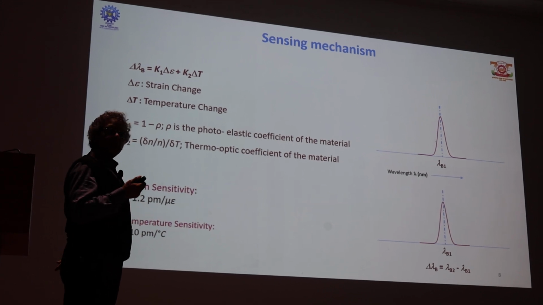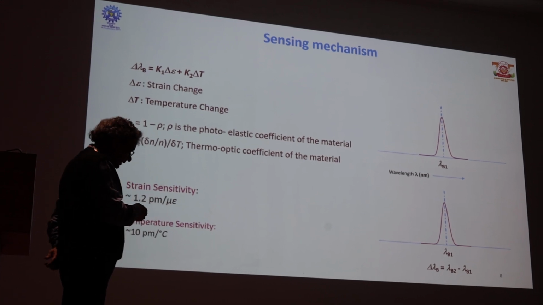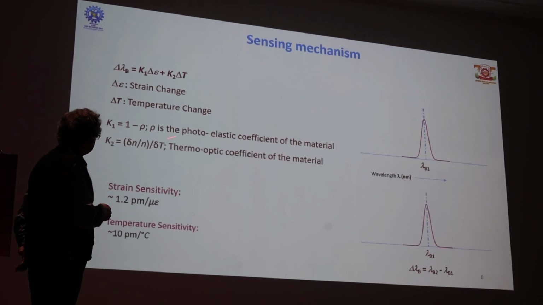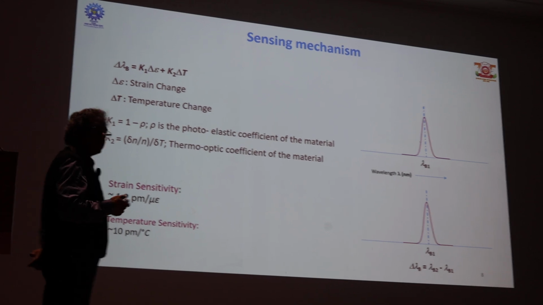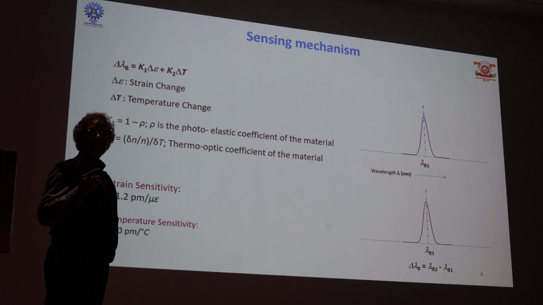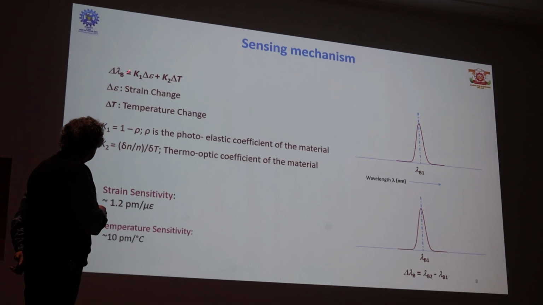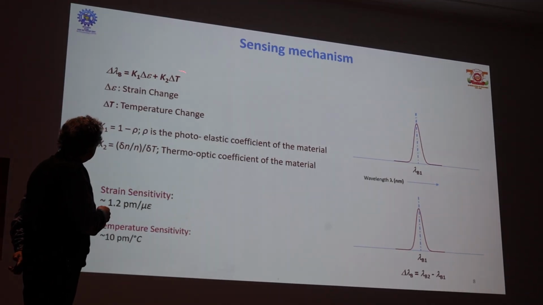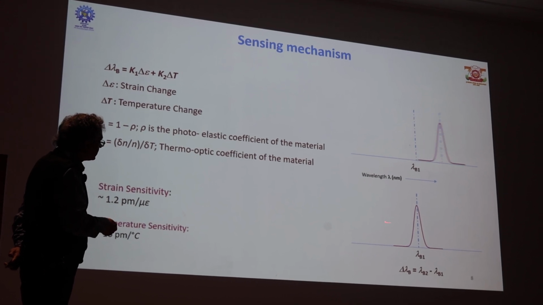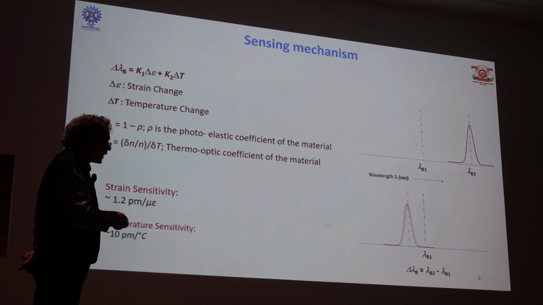Now here, we are proposing that these filters will be used as a sensor. How? It's very easy to say that an optical fiber is a material, so definitely it has an elasto-optic coefficient as well as a thermo-optic coefficient. So if we track this Bragg wavelength, and if there is any change in these two constants, we can expect that the tracked Bragg wavelength will have either a red shift or a blue shift.